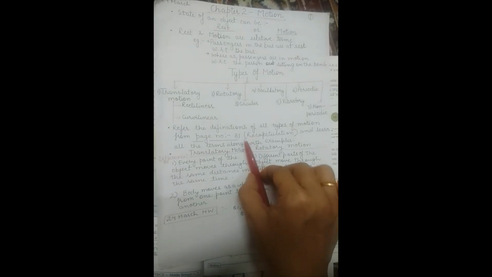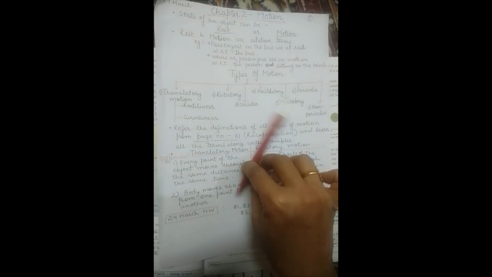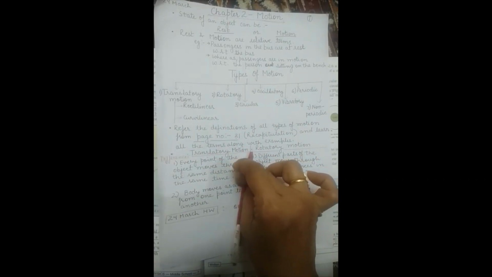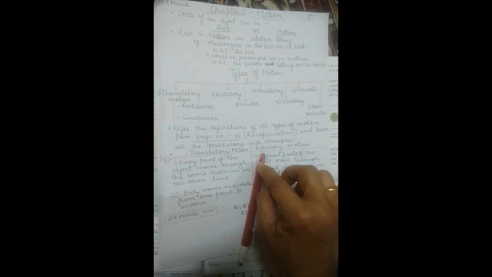When it comes to rotatory, for example, this pen is moving like this. What is happening? The points which are at this level are covering only a small circle, whereas the points which are at this end are covering a bigger circle. So in the rotatory motion, different parts of the object move through different distances in the same time. I hope this point is clear to all of you. Read the sentence again and again and try to visualize the motion in your mind.